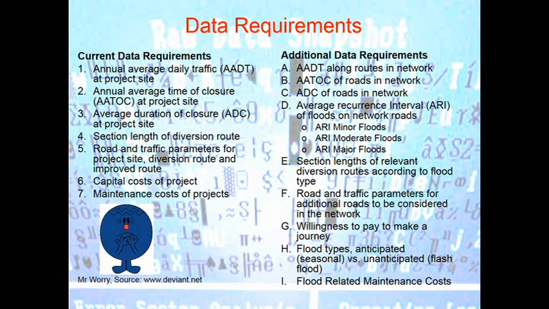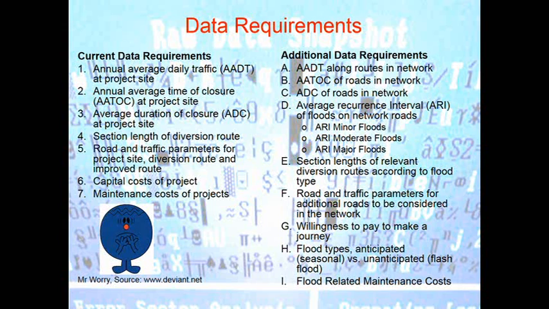In addition to this, what else do we need as well? You'd need to have your traffic volumes for the whole network, or let's say the relevant network, which would include your diversion routes. You also need to get the average annual time of closure for those roads, and also the average duration of closure for those roads as well.